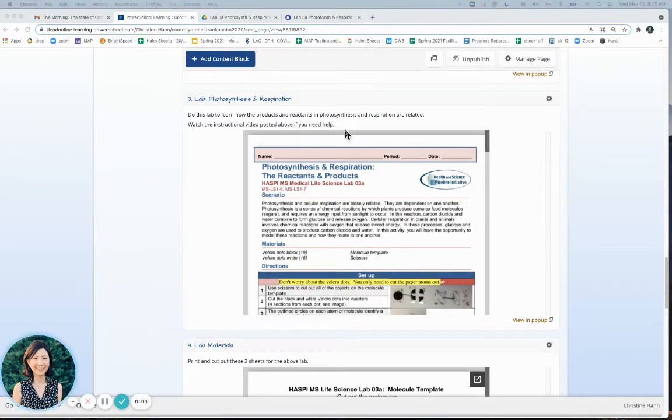I'm going to help you do this photosynthesis and respiration lab. It's called Reactants and Products. So reactants are the ingredients, what goes into a process, and then products are what are made, what comes out.